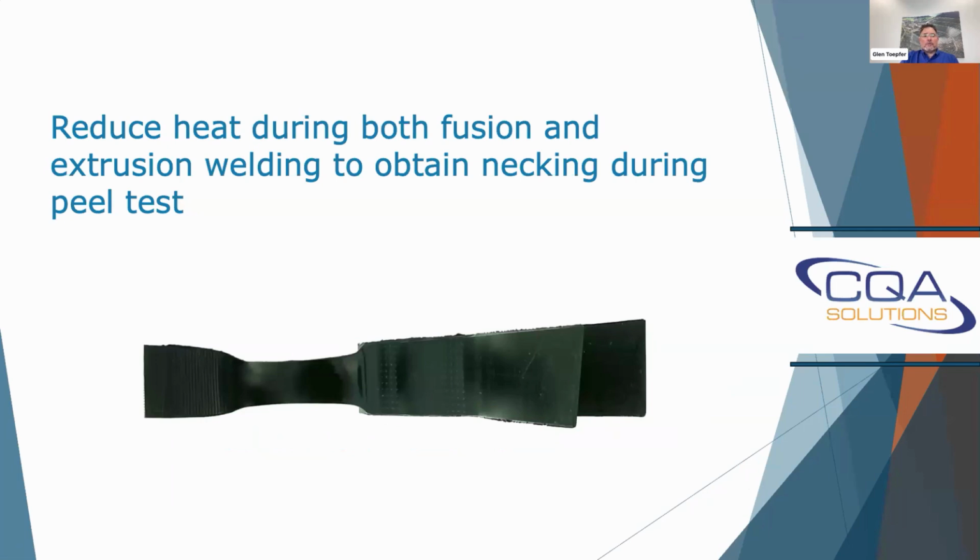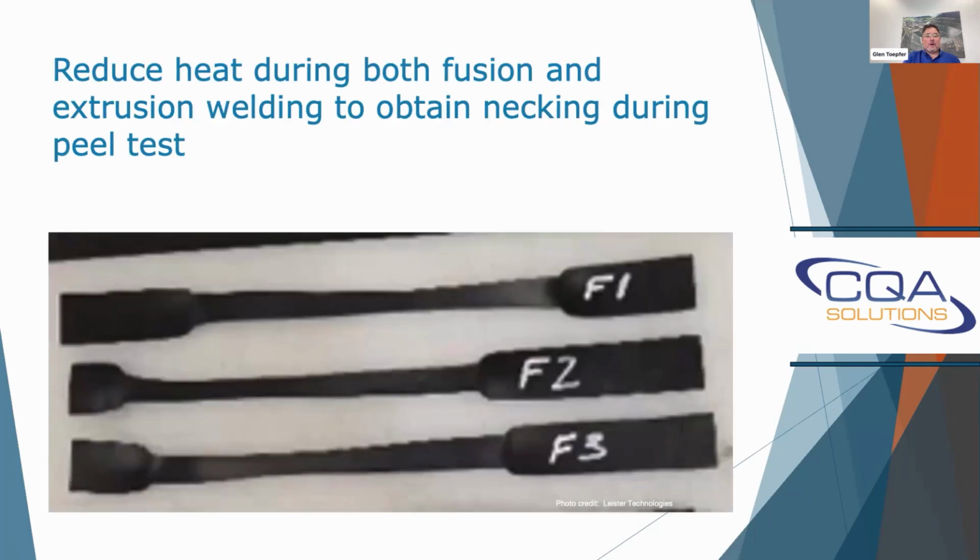One of the biggest things is reducing heat during both fusion and extrusion welding. So you obtain necking during the peel test, necking or elongation. You can see here the coupon is not breaking at the edge of the weld, it's stretching. And the stretching is a better indicator. It may not be the best indicator yet. There probably are better indicators, but at least it's an indicator that the geomembrane is still flexible enough to elongate rather than just break.